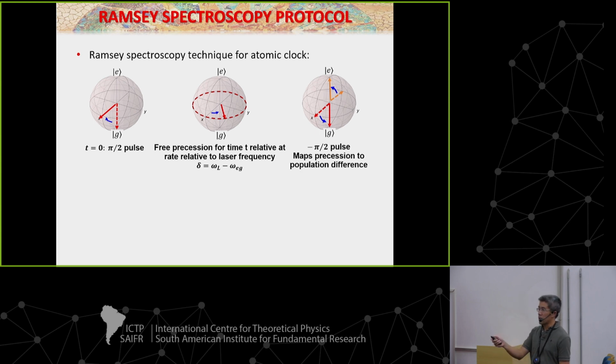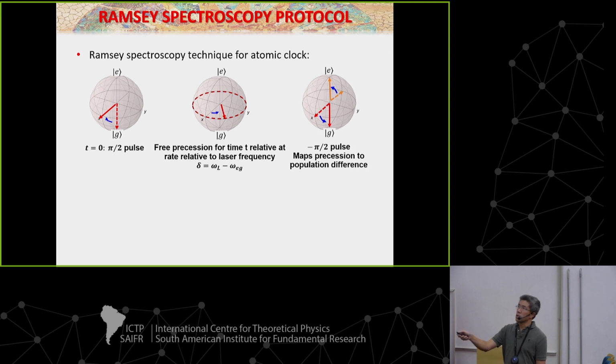As a hypothetical example, imagine that the laser frequency and the atomic resonance frequency happen to perfectly match. Then your state would not precess at all during this time. So you did a pi/2 pulse, and then at a later time you do a minus pi/2 pulse. That just brings you back down to the ground state.